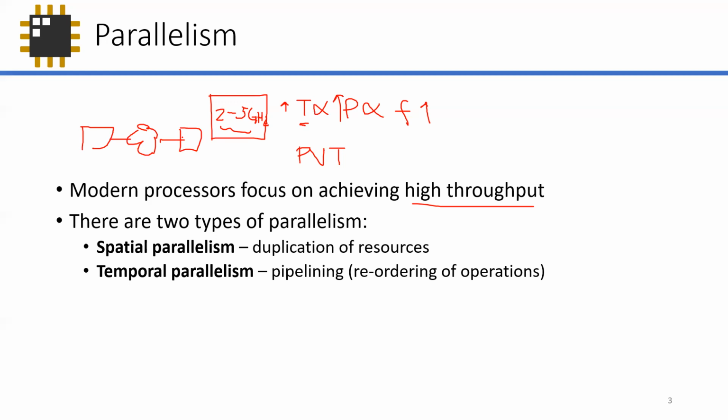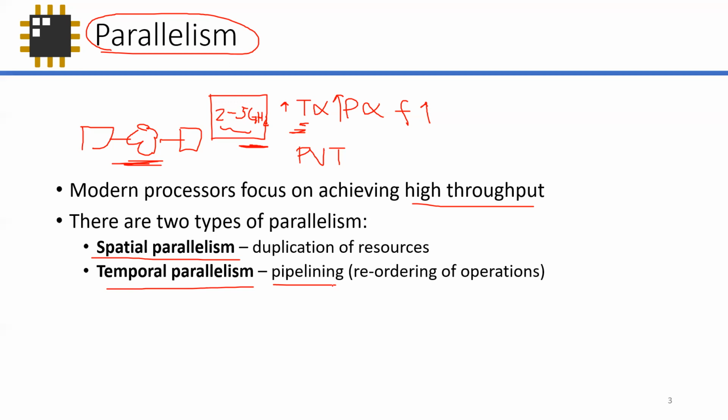In essence, we're hitting a fundamental limit in physics: we cannot maintain proper operation at higher frequencies because we end up at higher temperatures. So what do people do? They try to replace it with parallelism. There are two types of parallelism. One is spatial parallelism, which is essentially the duplication of resources. The second is temporal parallelism, which is pipelining, or reordering of operations.